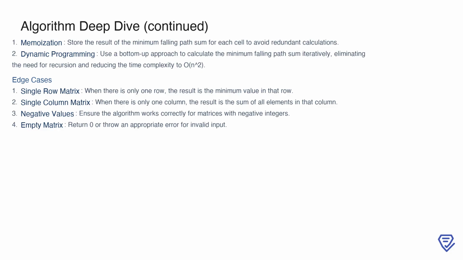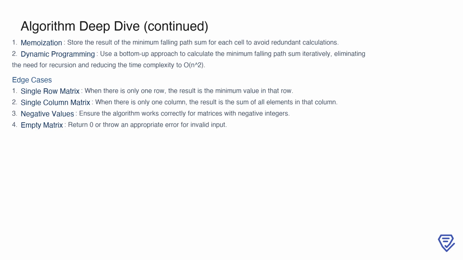The algorithm should also handle matrices with negative values correctly, ensuring the minimum sum accounts for both positive and negative integers. Finally, for an empty matrix, the algorithm should return 0 or provide an appropriate error message, depending on how the problem is defined. By addressing these edge cases and leveraging optimizations, we can create a robust and efficient solution to the problem.